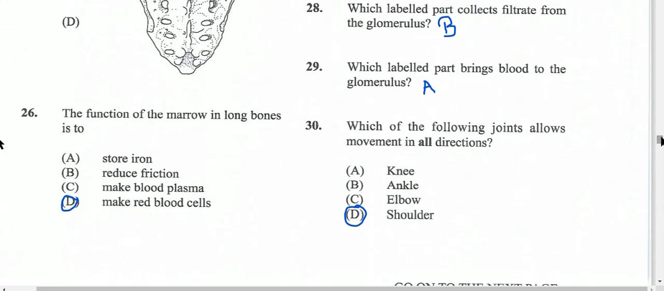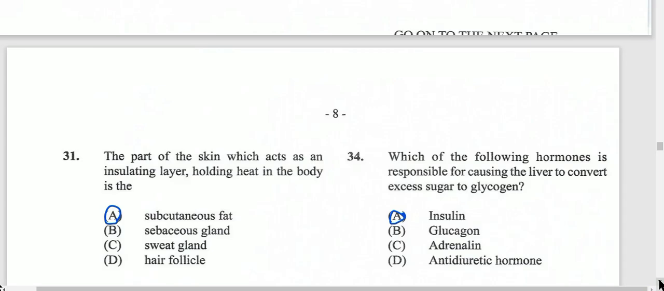All right, 30. Which of the following joints allow movement in all directions? That's a 360 plane, pretty much like a circle. This is a question that's repeated on many papers. Your answer here is going to be D for question number 30, and that's for any day of the week. Let's move on down to 31.